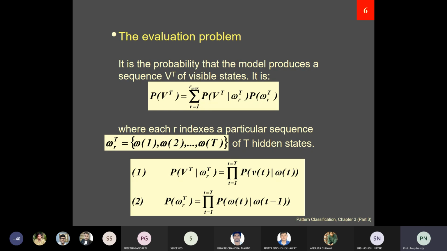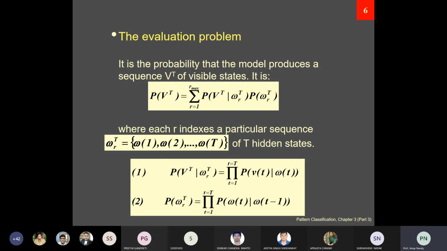P(VT) is equal to the sum over r equals 1 to r max of P(VT given WrT) times P(WrT). Here W is the set of hidden state sequences, and whenever I write Wr, if you have sequences of length T, then out of them you are going to take the r-th sequence. Wr is a subset of W, meaning one of the sequences among all the sequences. That's why it is written WrT.